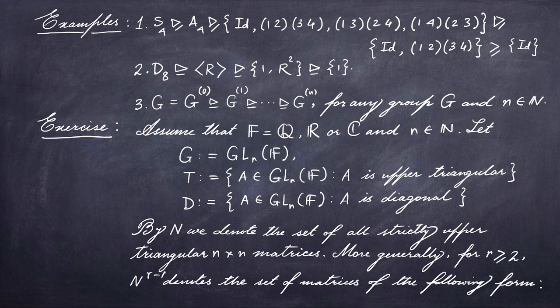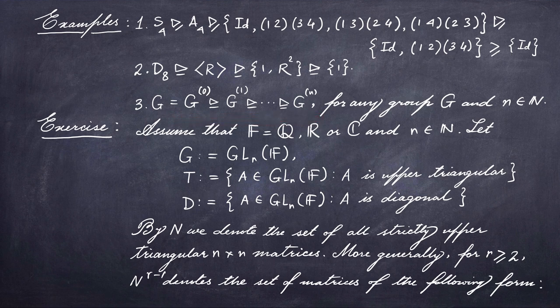The third example is somewhat general. Recall that given any group, we can talk about its derived subgroups. For any n, if we consider the derived subgroups of G up to the nth stage, then that gives us a normal tower. The normality is because for any group G, its derived subgroup is a normal subgroup of G. So from that, the normality of this tower is immediate.